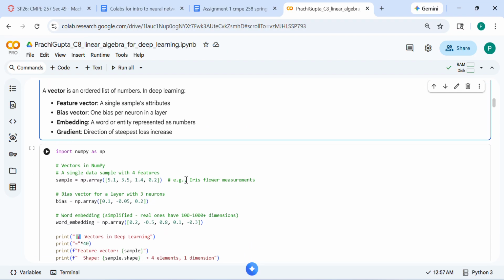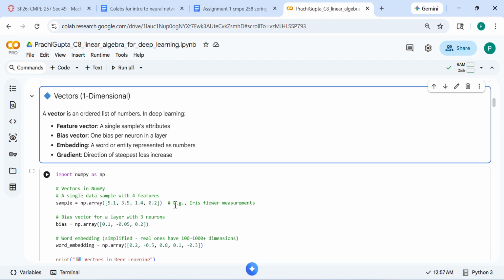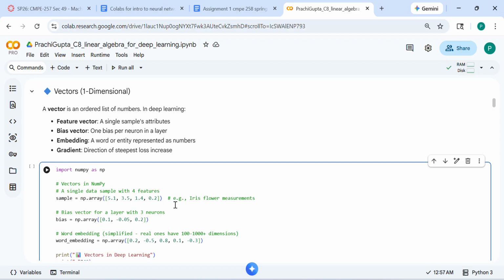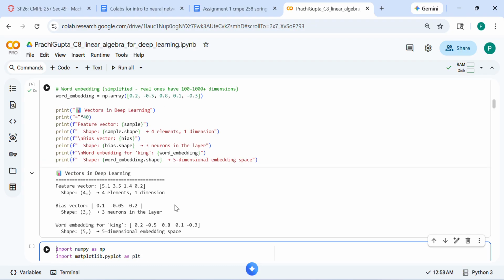Now we have vectors, which are one dimensional. These are 1D lists. In practice, a vector might be a list of features or embeddings.